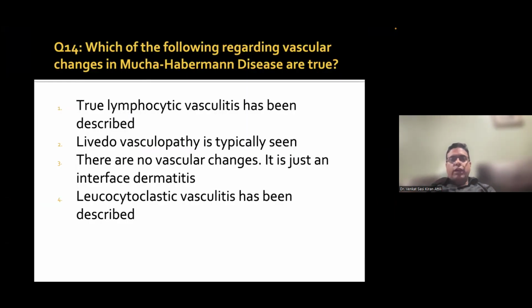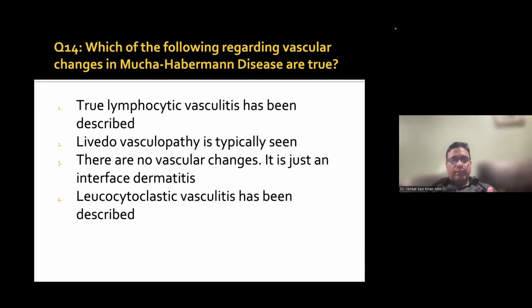So which of the following is true regarding vascular changes in Mucha-Habermann disease? I've not discussed this, but this is to sort of select the people who are studying from the people who are not. So this is not based on this lecture at all, but this is a googly question. Hope you know this, but even if you don't, I'll explain the answer, so don't worry. Which of the following is true? It's a true lymphocytic vasculitis.